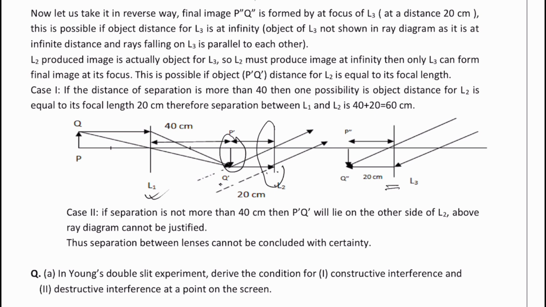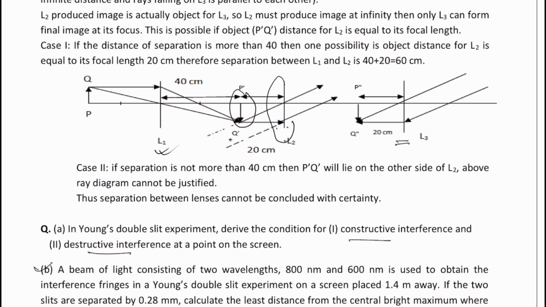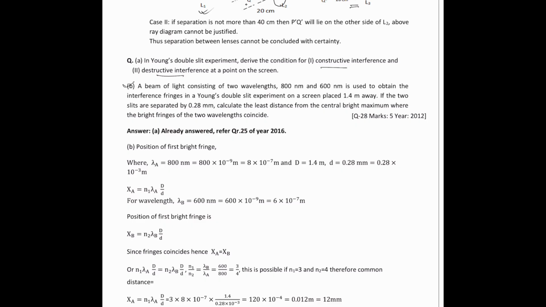Now in the double slit experiment, derive the conditions for constructive and destructive interference. This we have already shown. And this is a numerical given. A beam of light consisting of 800 nanometer and 600 nanometer wavelengths is used to obtain the interference fringes in a double slit experiment. The screen is placed 1.4 meter away. If the two slits are separated by 0.28, everything is given. Write what is given and calculate it. So, basic numerical. Take the screenshot. First part is already answered.